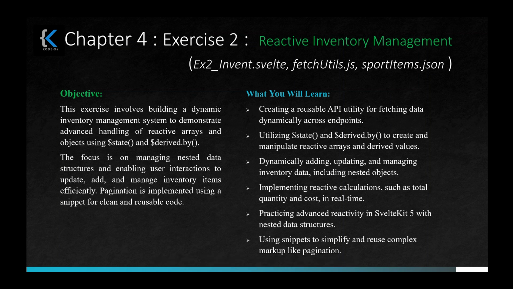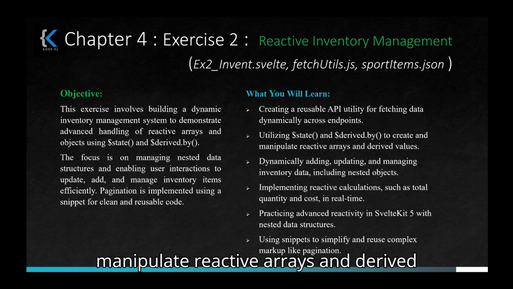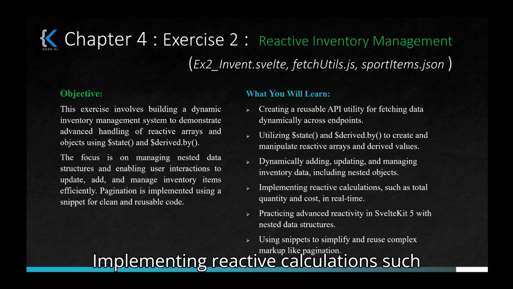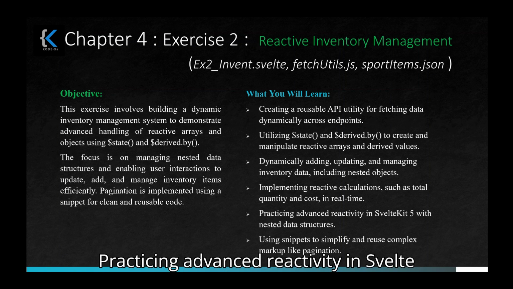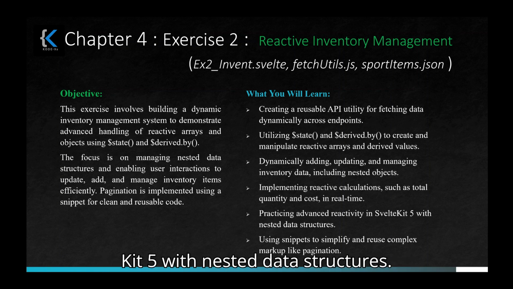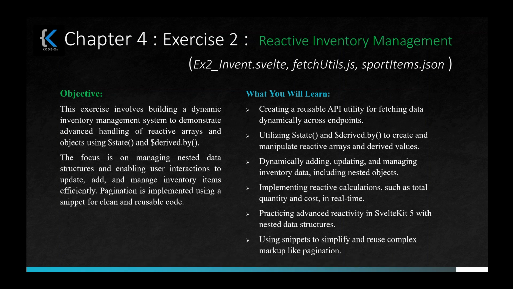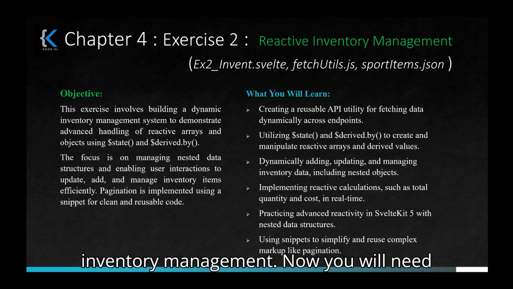What you will learn: creating a reusable API utility for fetching data dynamically across endpoints, utilizing $state and derived.by to create and manipulate reactive arrays and derived values, dynamically adding, updating, and managing inventory data, including nested objects, implementing reactive calculations, such as total quantity and cost, in real time, practicing advanced reactivity in SvelteKit 5 with nested data structures, using snippets to simplify and reuse complex markup like pagination. Okay, so the objectives are advanced reactivity, dynamic data fetching, and inventory management.